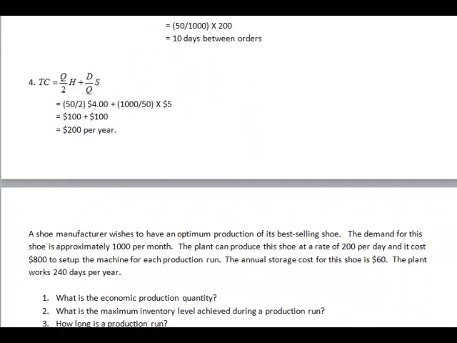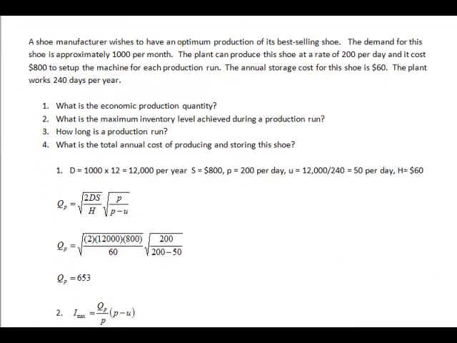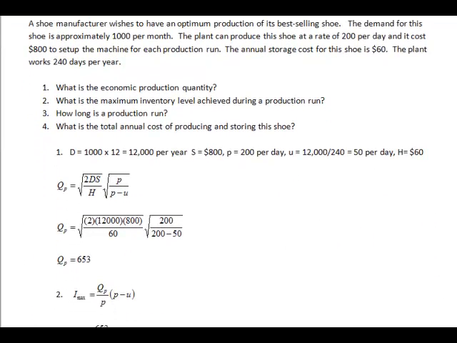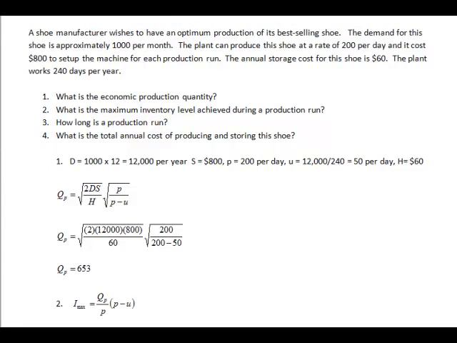Now let's take a look at an example of an economic production quantity problem. So here's the problem. We're manufacturing shoes. A shoe manufacturer wishes to have an optimum production of its best-selling shoe. The demand for this best-selling shoe is approximately 1,000 per month.